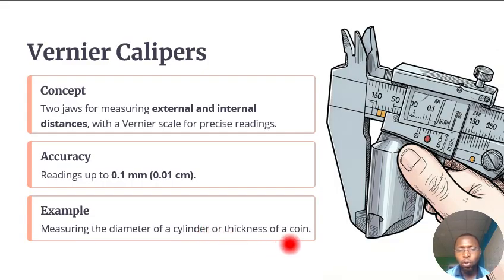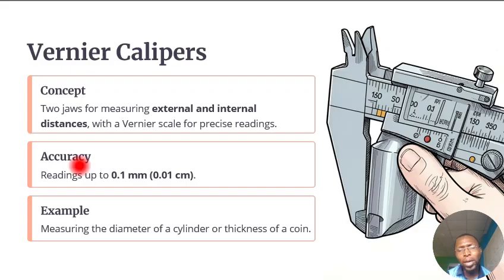Okay, and they also use it to measure the thickness of a coin. You use this to measure the thickness of a coin. Its reading accuracy is 0.01 centimeters or 0.1 millimeter. This reading accuracy is also called the least count. Okay, and when you say least count, it is the least it can measure, or the reading accuracy.